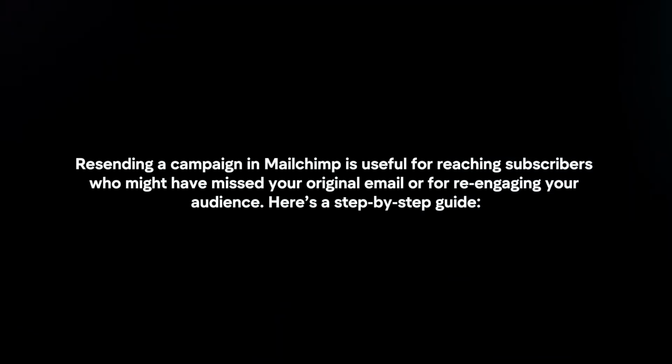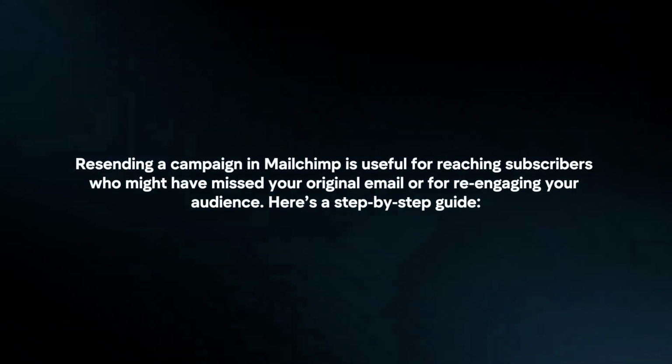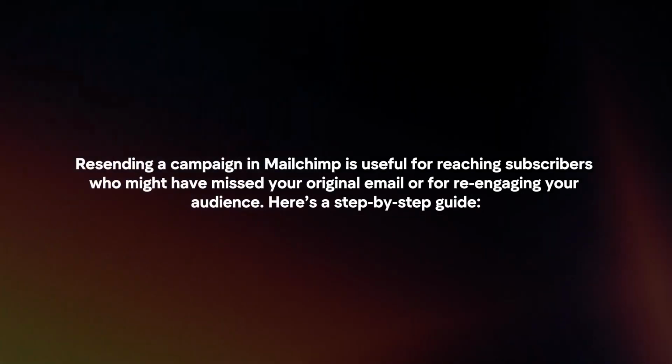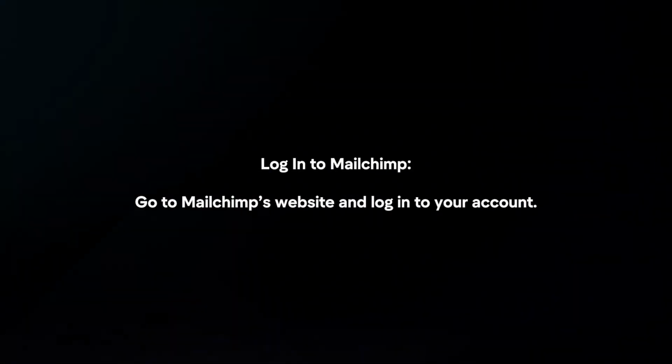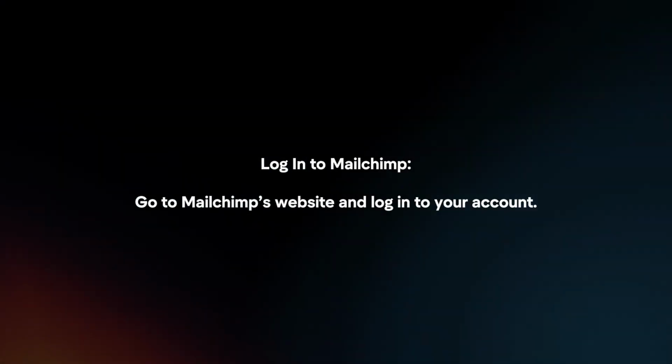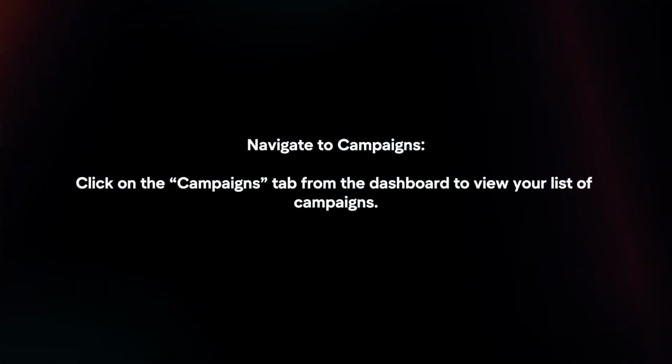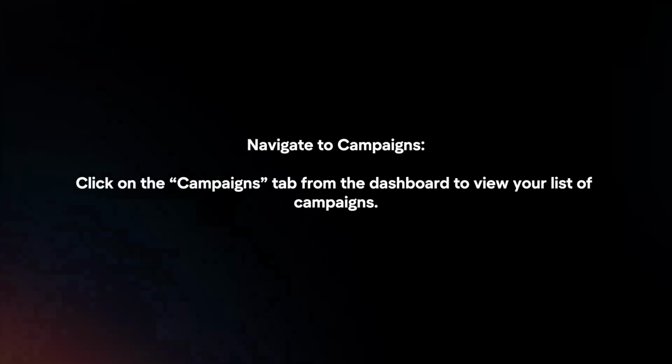Resending a campaign in Mailchimp is useful for reaching subscribers who might have missed your original email or for re-engaging your audience. Here's a step-by-step guide. Log into Mailchimp. Go to Mailchimp's website and log into your account. Navigate to Campaigns. Click on the Campaigns tab from the dashboard to view your list of campaigns.